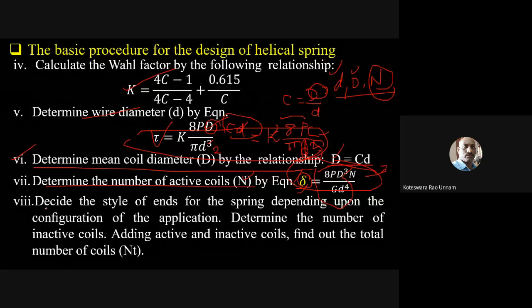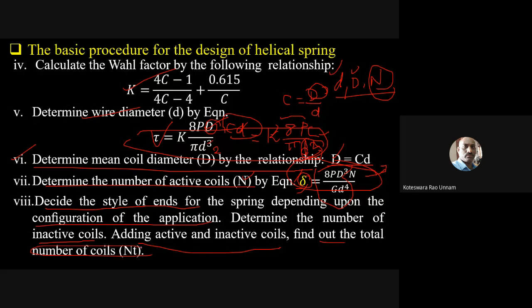In this step, you need to decide the style of the ends for the spring depending upon the configuration of the application and determine the number of active coils. Adding active and inactive coils, find the total number of coils. So the total number of coils is nothing but the sum of active coils and inactive coils. These inactive coils we already know, depending upon the style of your ends.